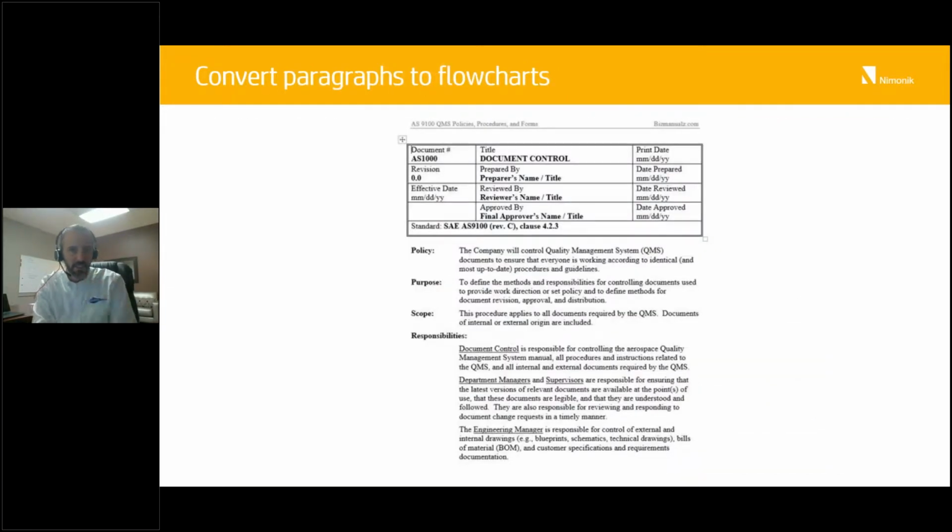Another one, here's a traditional example. If you would go to the internet and buy a template set or download a template set to get ISO certified or AS9100 certified, this is typically what you'll see. It's got the header, a policy, a purpose, a scope, responsibilities, references to other documents. And by the time you get to the valuable, tangible information you need, you're on page 3.